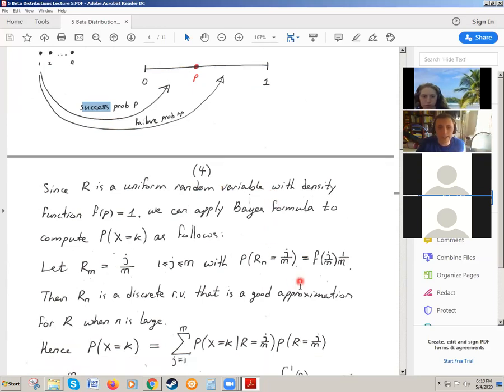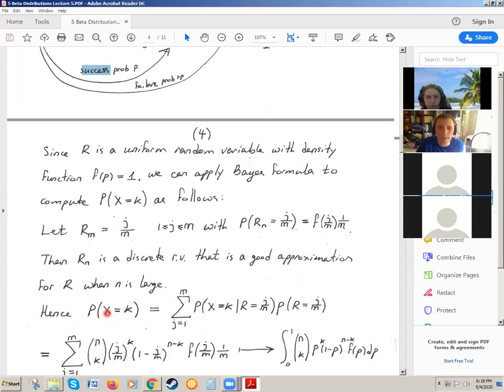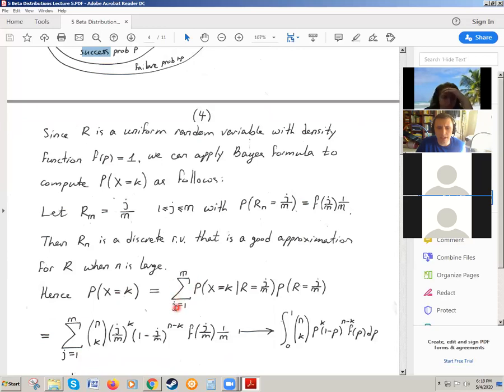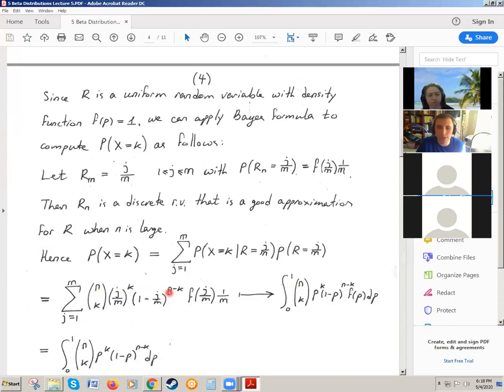So this is then the probability. So then what is the probability that x equals k? That is the summation. I'm just using Bayes formula. Summation j starts at 1 to m, probability x equals k, then this should be r sub m. But again, r equal to j over m, probability r is j over m, which we know this, right?